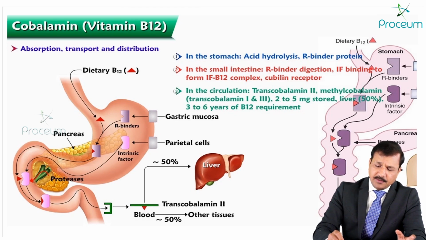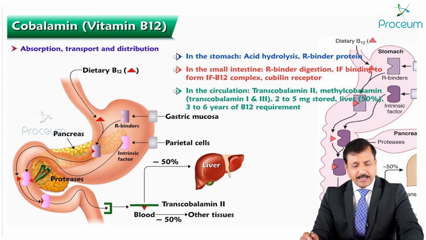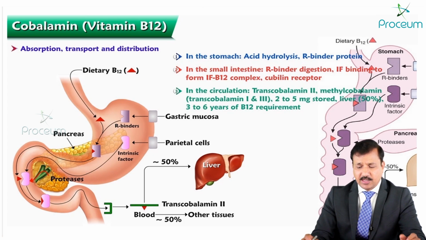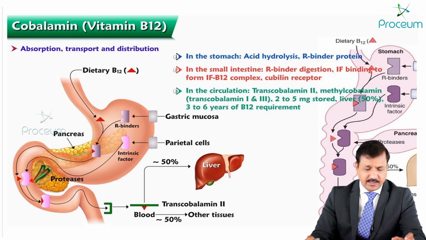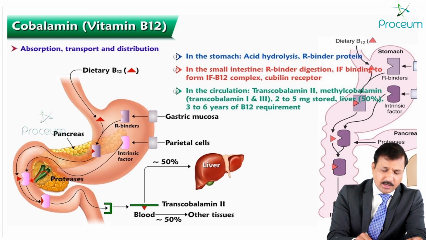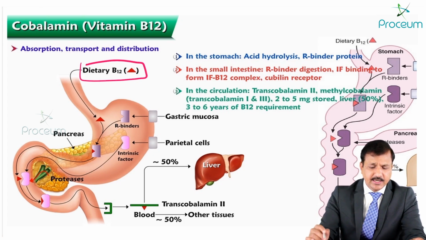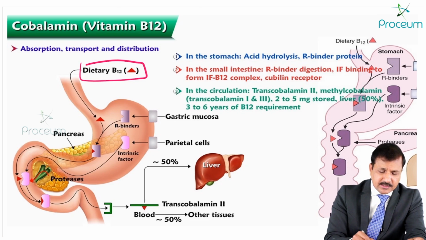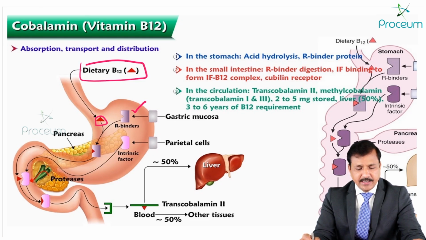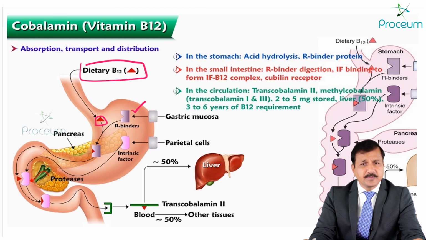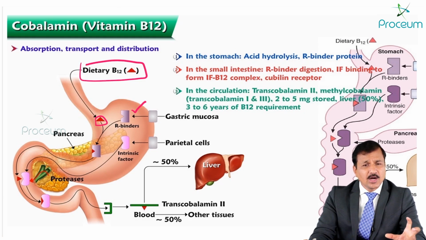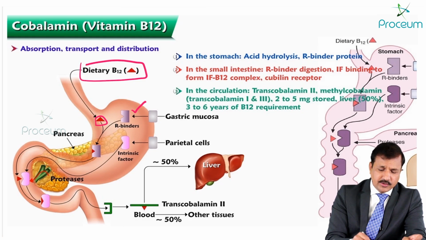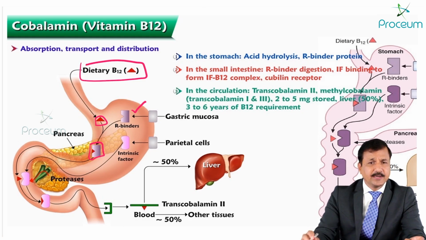Okay, so let me explain one more time to reiterate all the points that we have discussed using this particular figure. We have dietary cobalamin entering into the stomach, and in the stomach this cobalamin is going to bind with R binder, which comes from the salivary glands, and it can also come from gastric mucosal cells. R binder needs the acidic pH which is there in the stomach, and it is going to combine with vitamin B12.